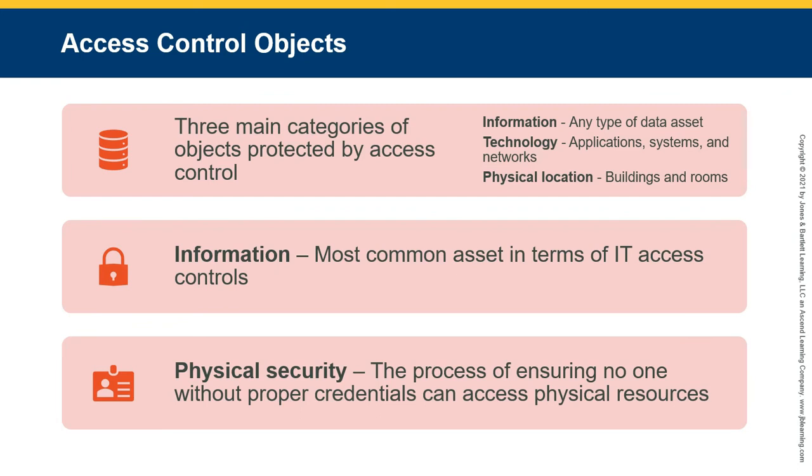Information. Most common asset in terms of IT access control. This is what we're trying to protect. And then the physical security. The process of ensuring no one without proper credentials can physically get into the building, or into the server room. Everywhere I've worked, the server room was always under lock. You had to have a password, or your badge had to be pre-approved. We don't just let anyone into the server room or into the building. We have cameras and all that, which we're going to look into more.